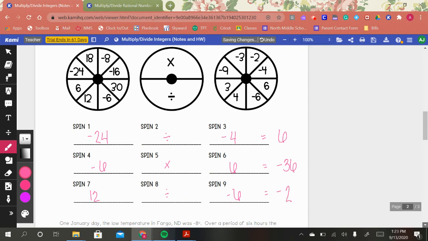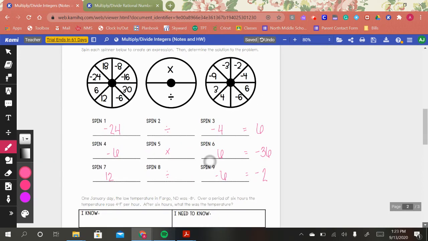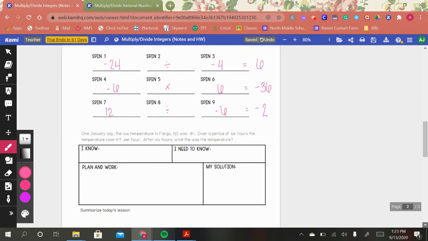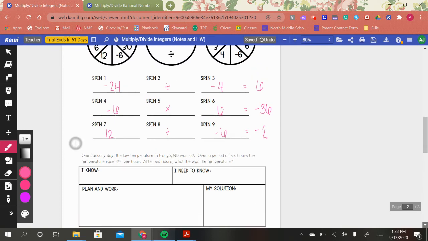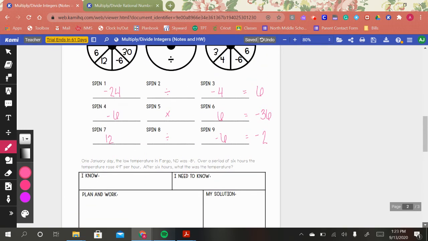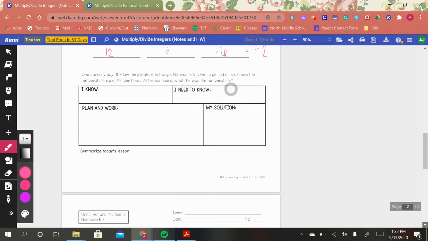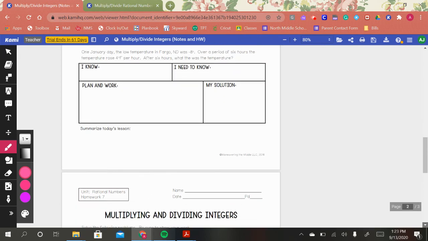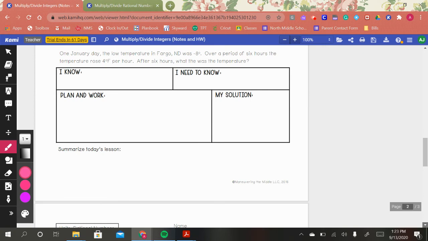Again, guys, if you want to make spinners on your own, that's wonderful. I encourage you to do that. But because these are digital, just the more practice you get. We've been multiplying and dividing since third grade. So the more practice you get in same signs, positive answer, opposite signs, negative answer, the better off we will be.